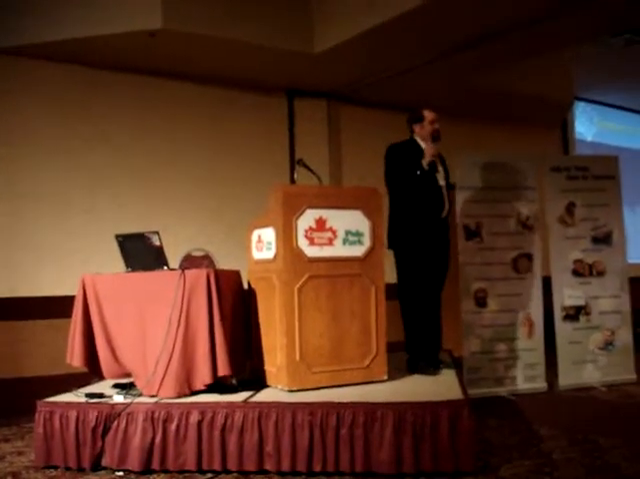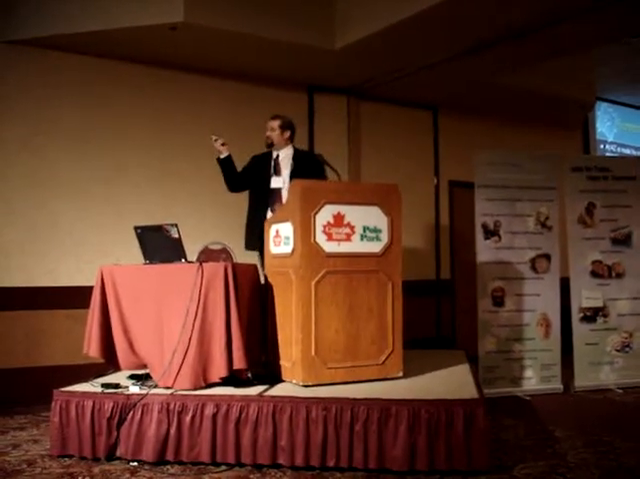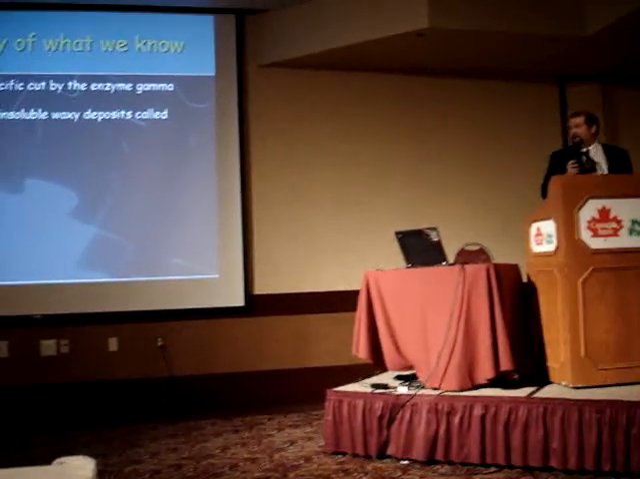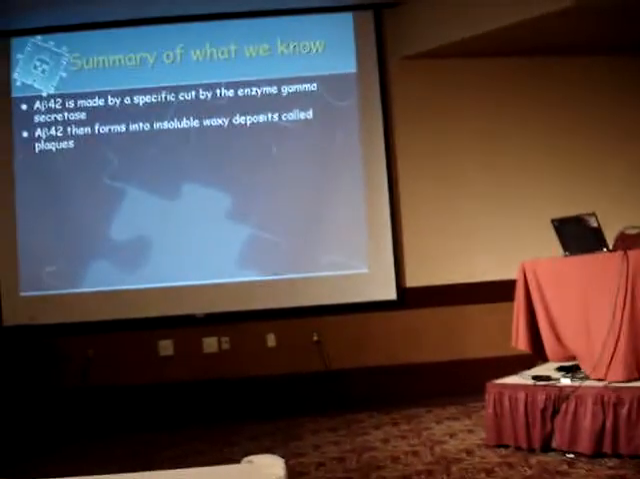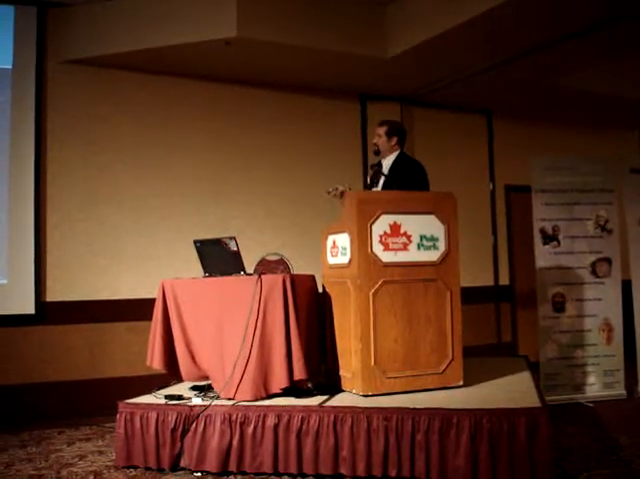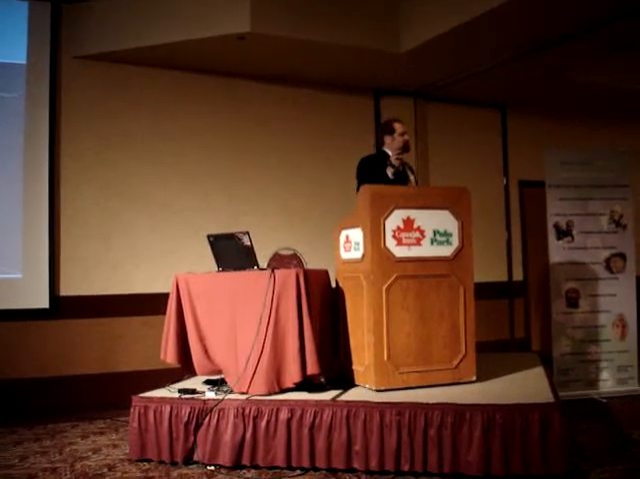So, for those of you that like words instead of pictures, because there are two different ways of learning, I'll go through it in words. A-beta 42 is made by a specific cut by gamma secretase. It then forms insoluble waxy deposits called plaques, which are the toxic substances. They cause increased calcium in the neuron, increased oxidative stress, and inflammation.